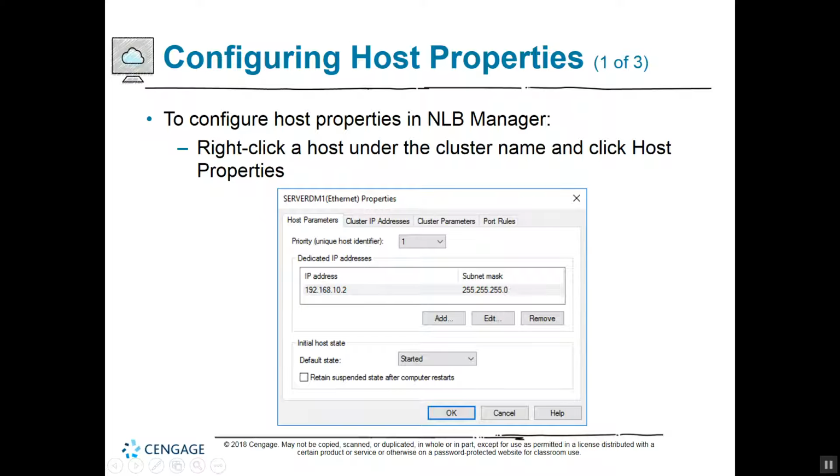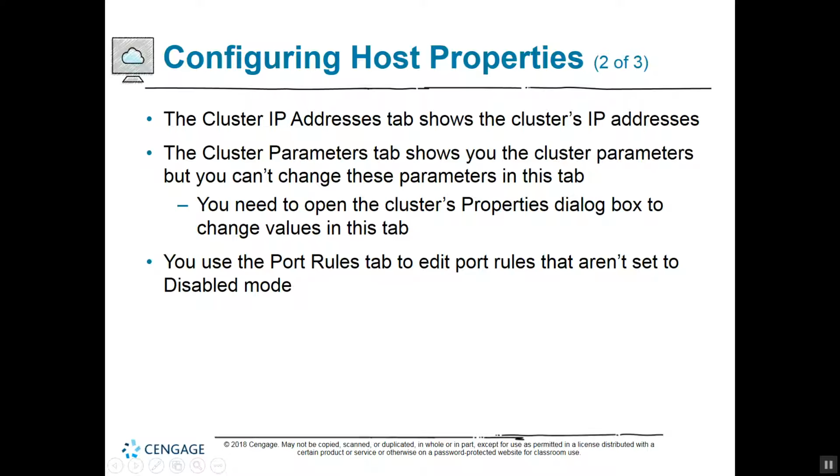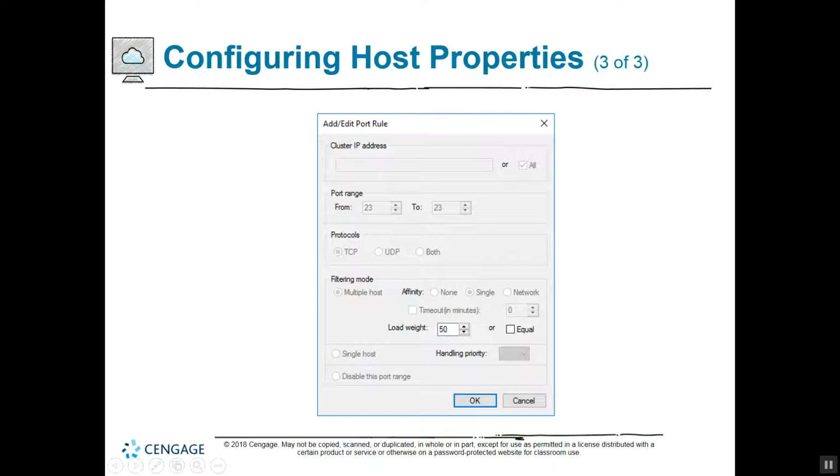And here we are to configure host properties for the NLB manager. Here we are in the host properties, and we set the priority. It's the IP address. We can add another IP address if we need to, and the initial host state, whether it's started, or what it may be. So here we are, add or edit port rule, and they're all pretty straightforward. It's just a matter of getting comfortable with how we get to them and what they can do for us.